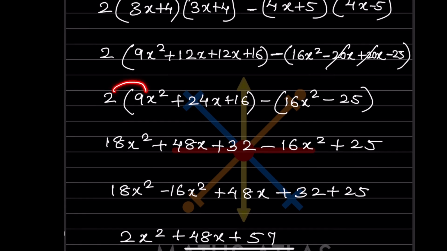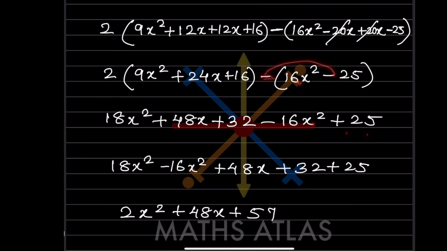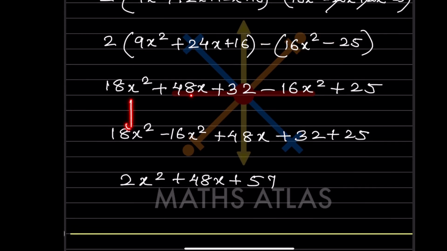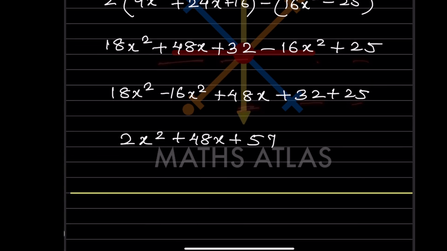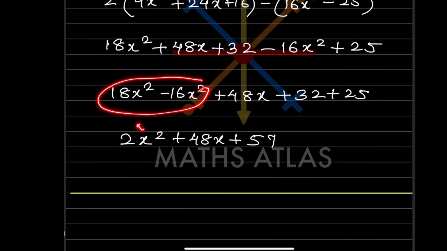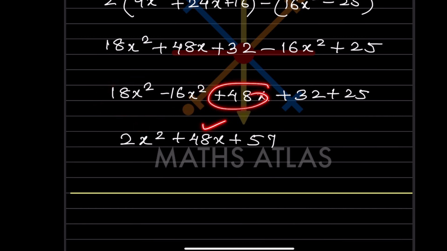So here what will you get here? 18x square plus 48x plus 32. This will be minus 16x square, and this minus minus becomes plus 25. So here 18x square, this is going to be minus 16x square. So this will be 48x and plus 32 and plus 25. So this will be 2x square, 48x, and this is going to be 57. So this is the answer.